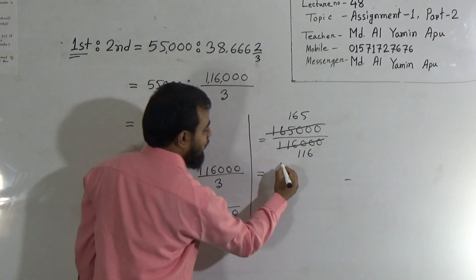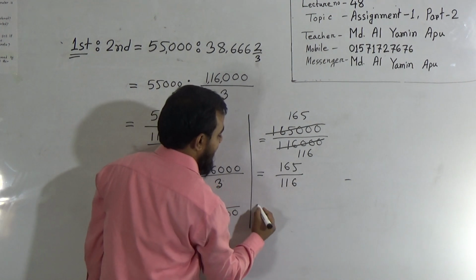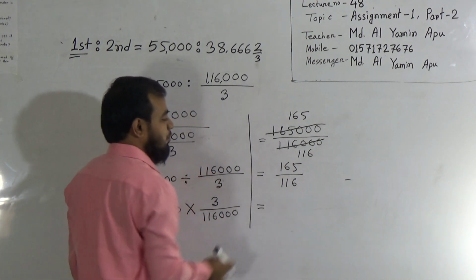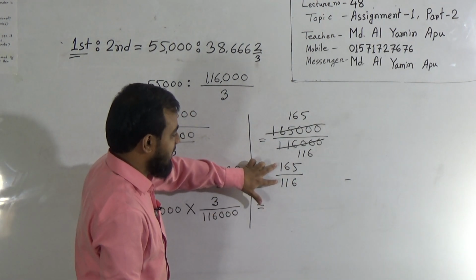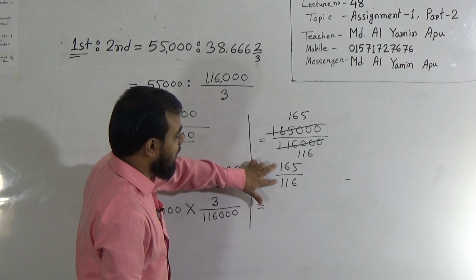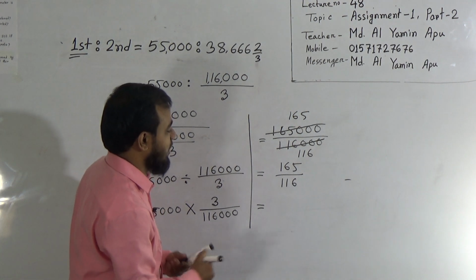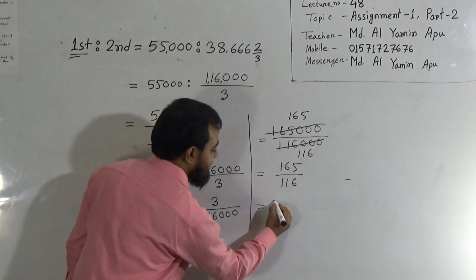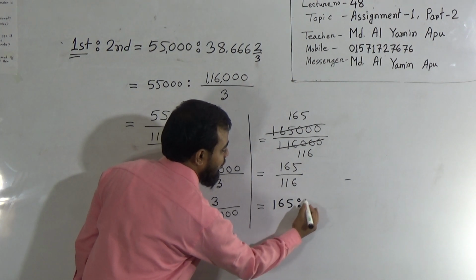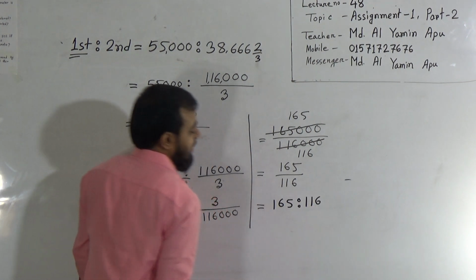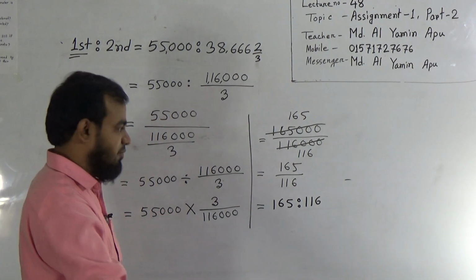So our new fraction will be 165 divided by 116. And we can't divide both the numerator and the denominator by the same number. That is why it is the smallest term of this fraction. That's why we can write this fraction as a ratio. The ratio will be 165:116, and that will be our required answer, okay. This will be our required answer.